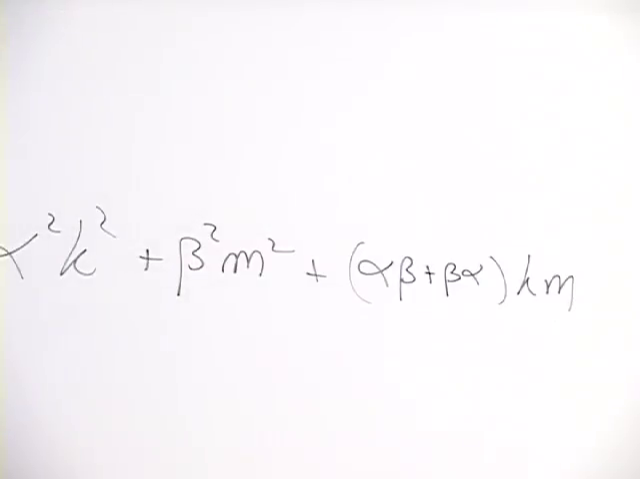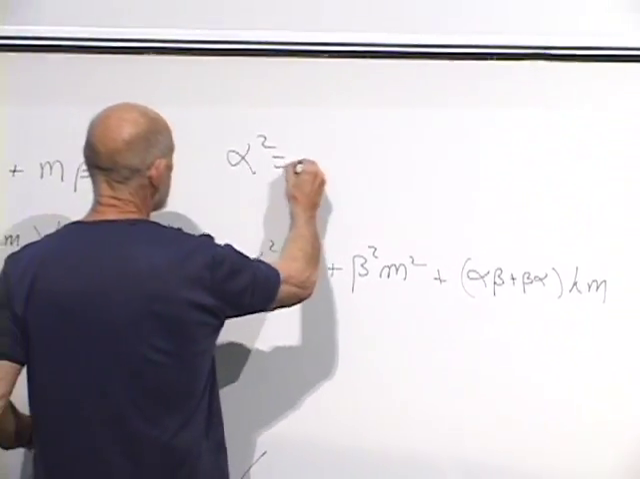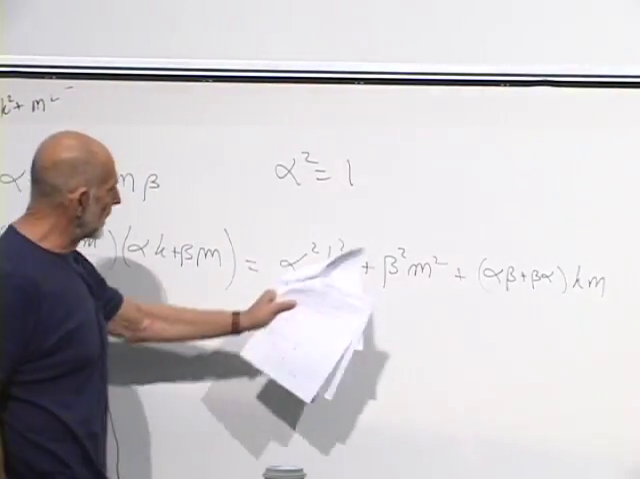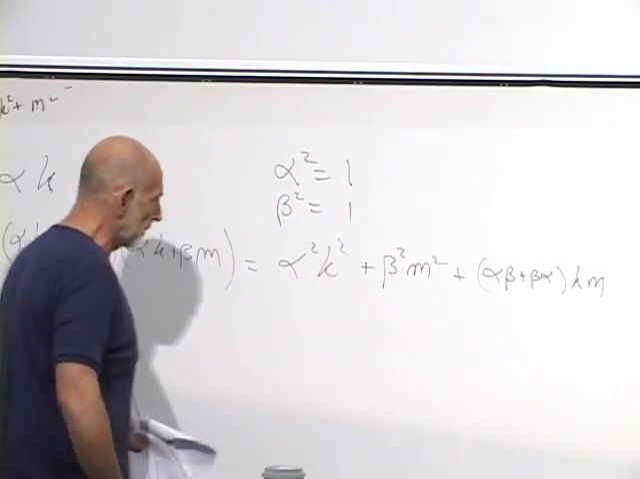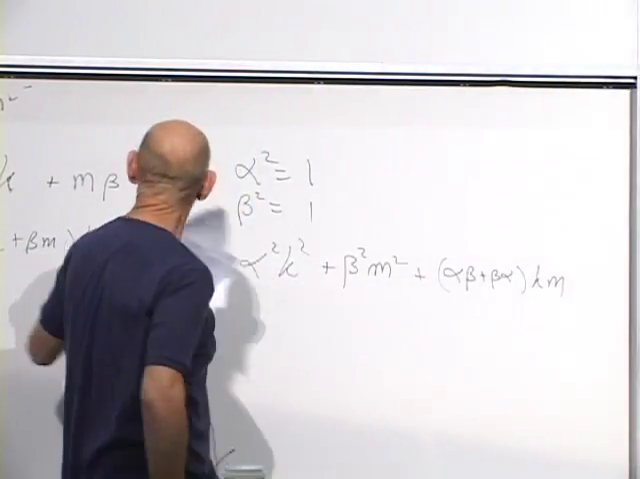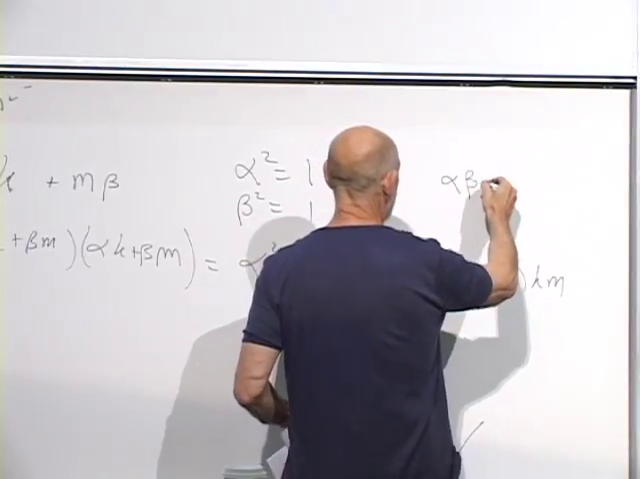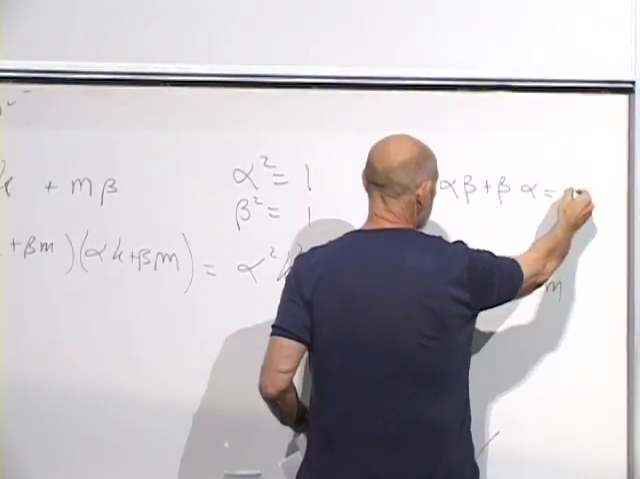This is good, we want that, and it tells us immediately that whatever kind of mathematical object alpha is, alpha squared needs to be 1. We also want m squared there, so beta squared, whatever it is, needs to be 1. But we don't want this term. This term has no place in this formula. And so we want whatever alpha and beta are to have the algebraic property that alpha beta plus beta alpha is equal to 0.